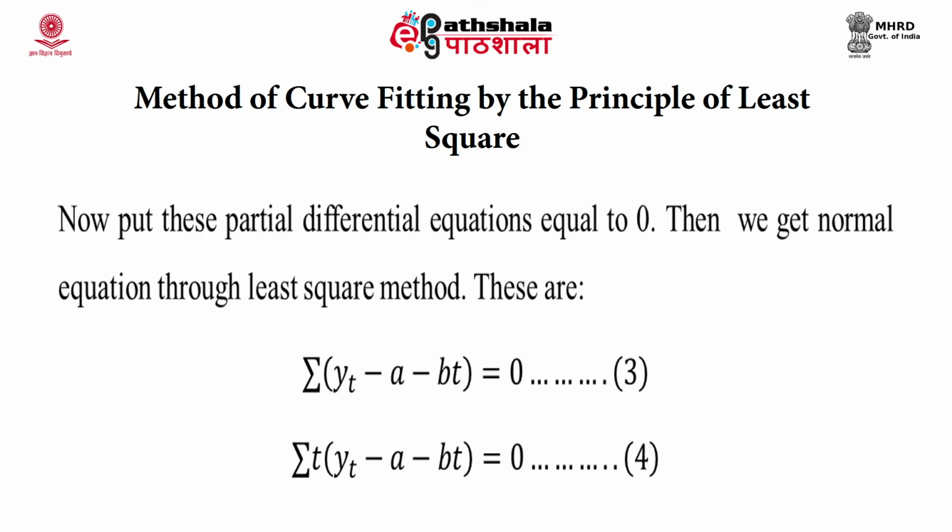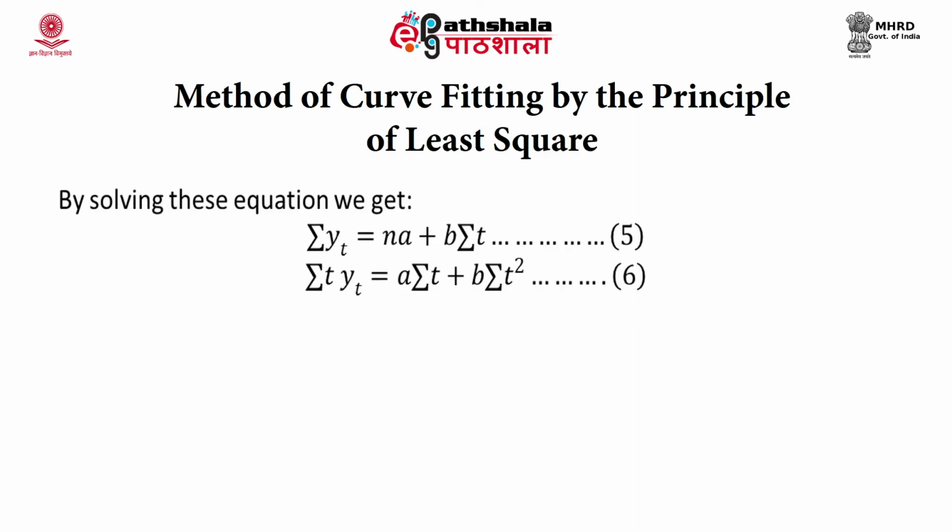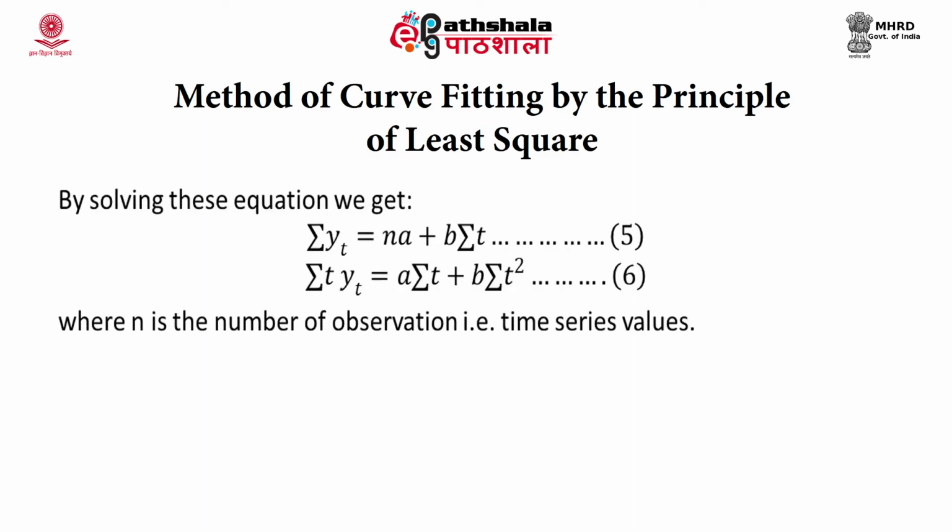After solving these equations, you will get the values of a and b. These can be solved further by taking summation on the third equation, and multiplying by t and taking summation. After that, you will get the sixth equation, where n is the number of time series values. Equations 5 and 6 are the normal equations that are used for estimating the values of a and b. After estimating the values of a and b, you have to put them in equation 1, then you will get a fitted straight line trend. This is represented through an example.